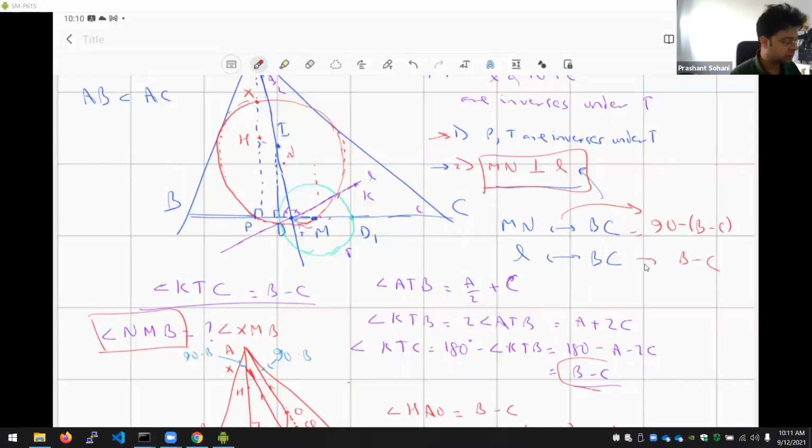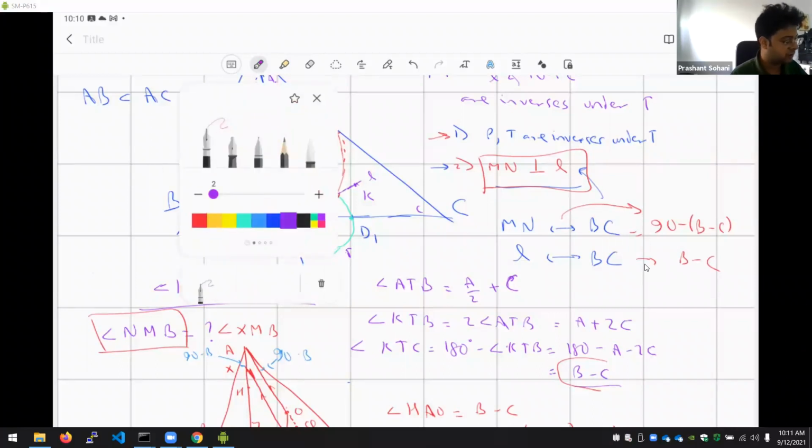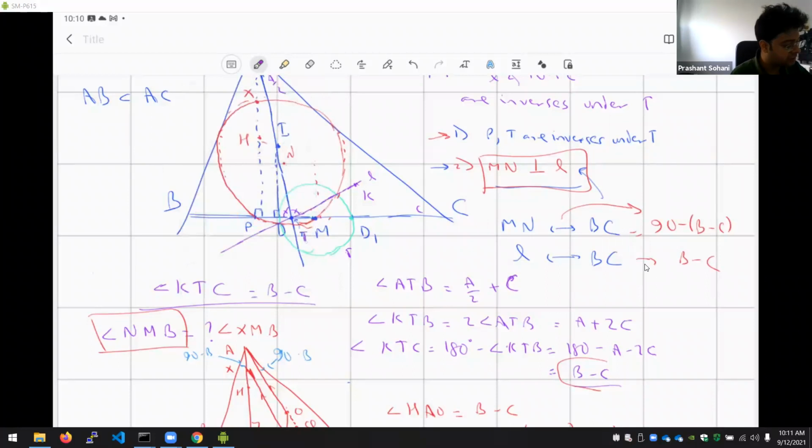So for that we chose the pair P and T. It's enough to show that P and T are inverses of each other. In other words, what is it enough to show? MT into MP is equal to MD squared. Yes, correct. So it's just a numerical calculation now. If I show that MT into MP equals MD squared, then I'm done.